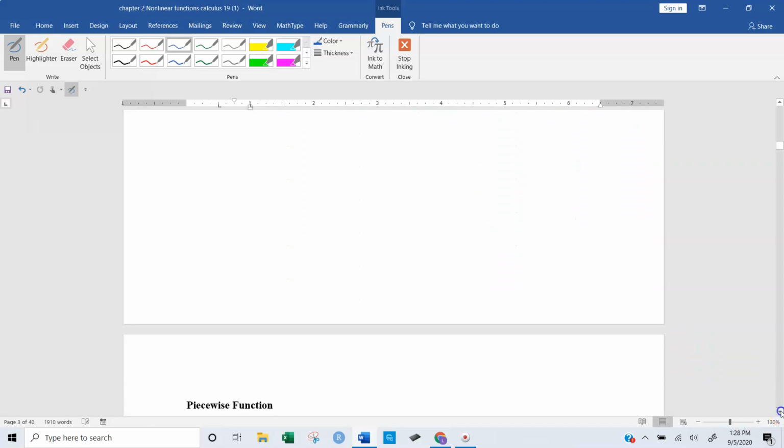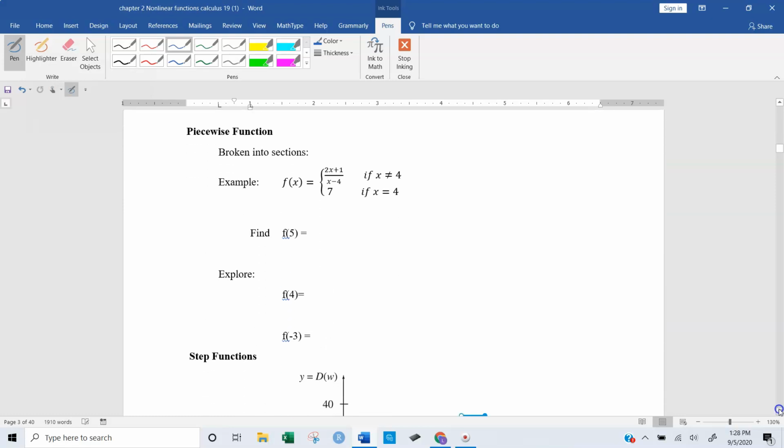All right, let's keep on moving. Piecewise function. Remember, that's when you have more than one thing. So all we do here is we plug it into the section we're supposed to. So this here says it can't be equal to 4, and this says it can be equal to 4. Remember, this is your domain.